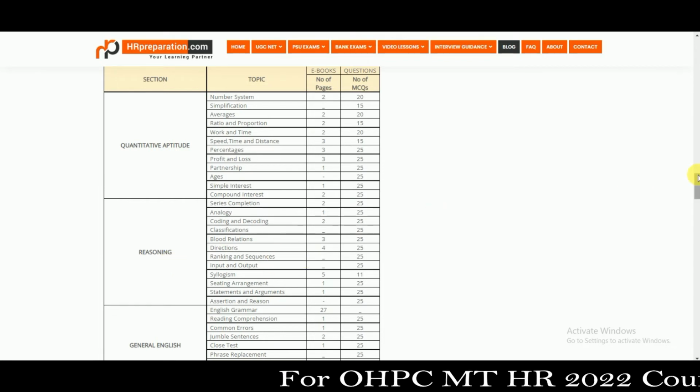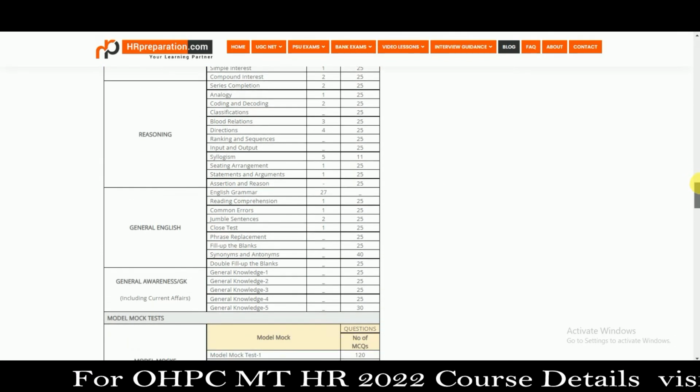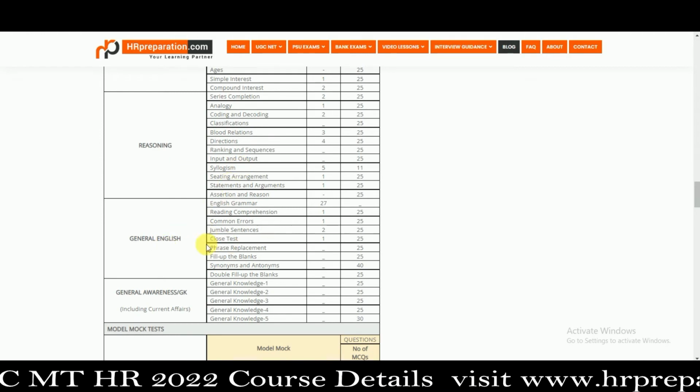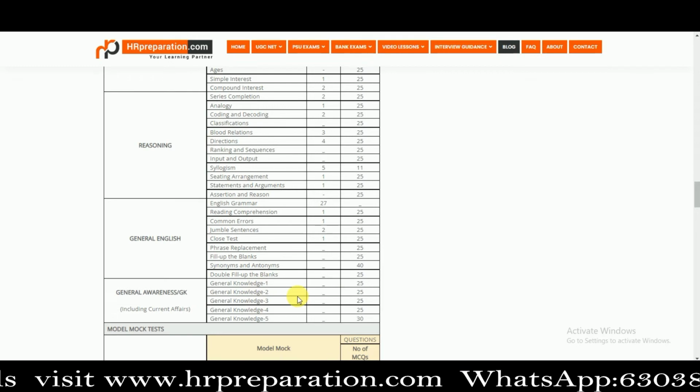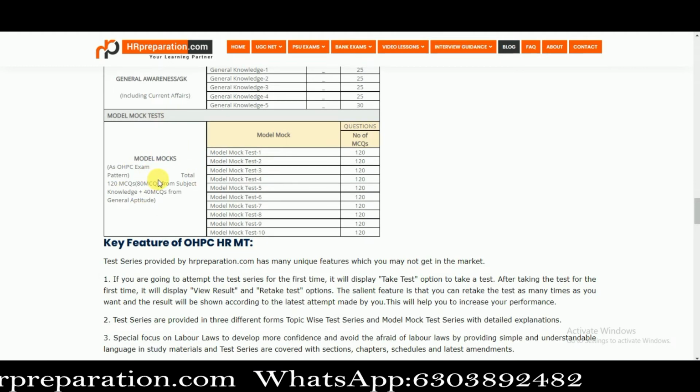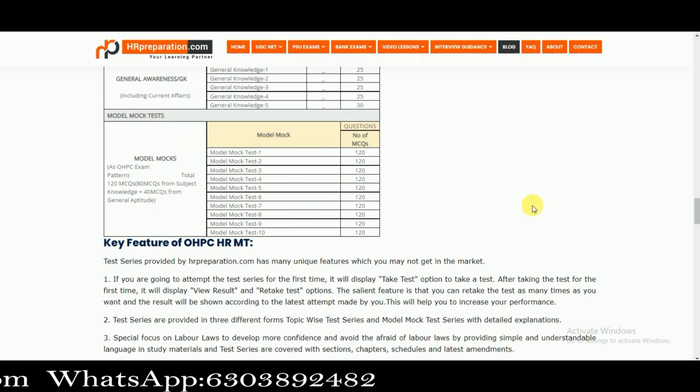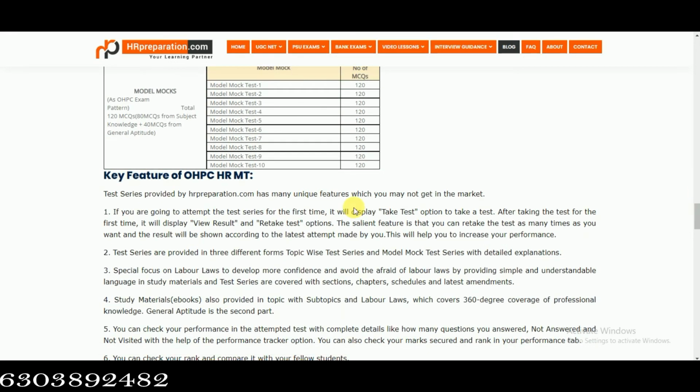Reasoning with topics, General English with topics, General Awareness or GK, only test series are available for GK. Here are 10 model mock tests as per exam pattern. This is all about course content.